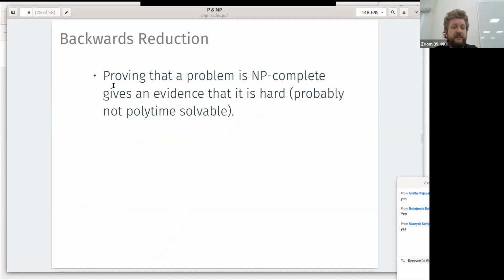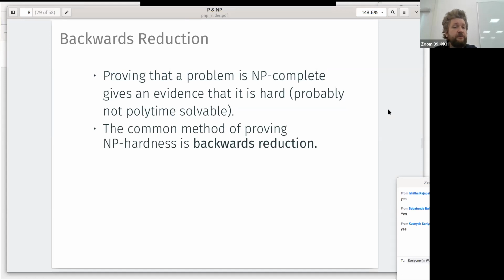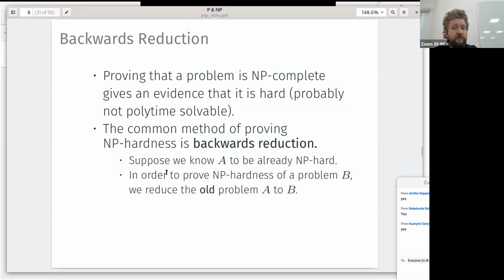Proving that the problem is NP complete gives evidence that this is hard. So if P is not equal to NP, it's not polynomially solvable. The usual method of proving NP hardness is by backwards reduction. Suppose we know a problem A which is already NP hard. In order to prove NP hardness of a problem B, we have to reduce the old problem A to B. This is opposite to the thing we usually do.